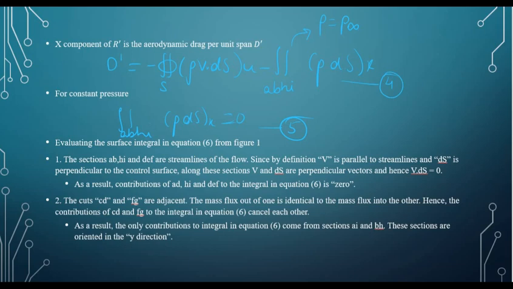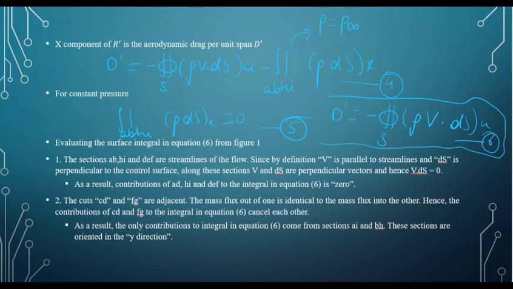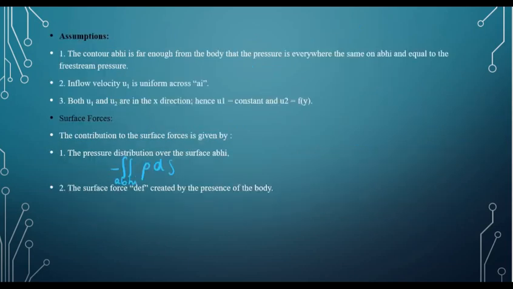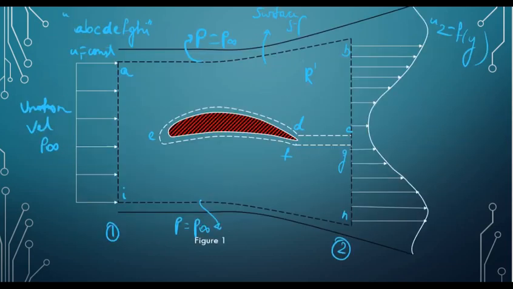Now, if I substitute this in equation 4, what will be my drag per unit span? We will only be left with the first term, that is the cyclic integral of rho v dot ds times u. This would be our equation 6. Keeping this equation in mind, let us evaluate this integral for the figure that we have considered.